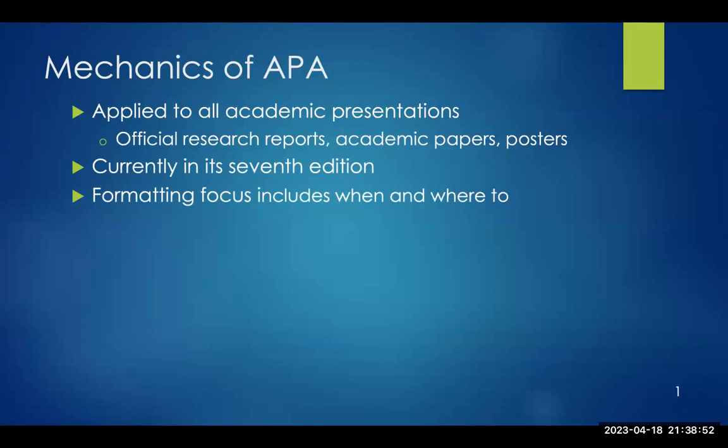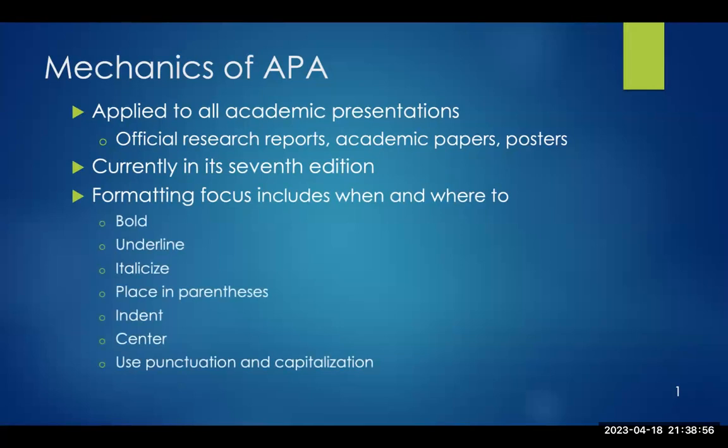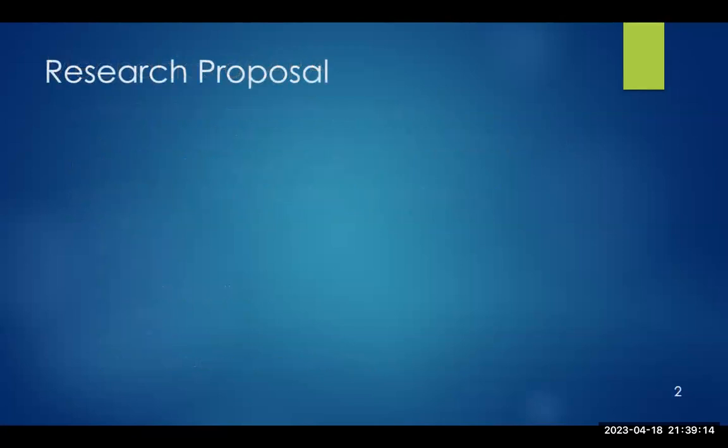So when we talk about formatting in the mechanics of APA, this includes things like where you're going to have things in boldface or underline, when you're going to italicize, what things go in parentheses, where you indent, where you center, and also how you use punctuation and capitalization. Now, that is the mechanics. Now let's talk about the actual proposal.